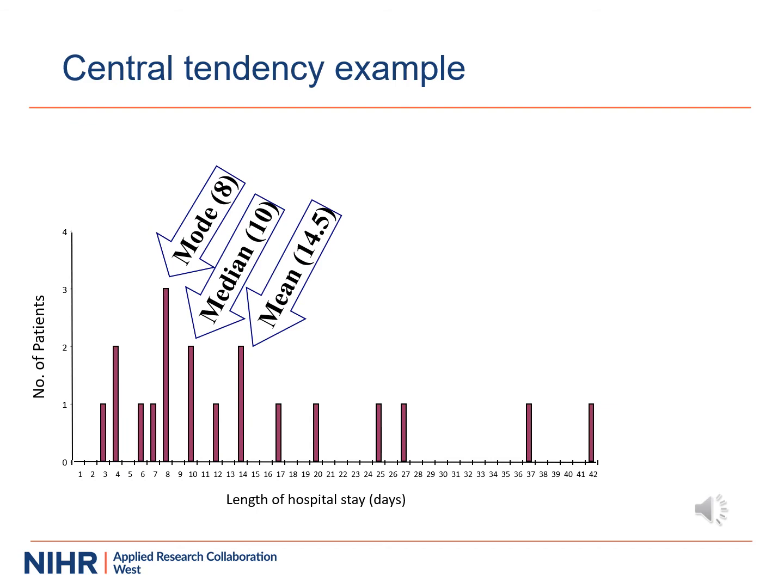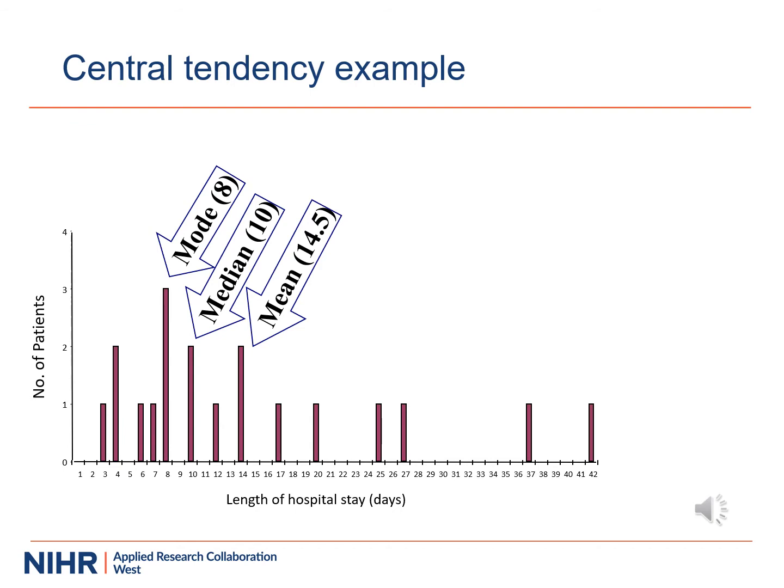This is a histogram showing the length of hospital stay for 19 patients. Looking across from left to right, we can see that one patient stayed for 3 days, 2 patients stayed for 4 days, 1 patient stayed for 6 days, and so on.